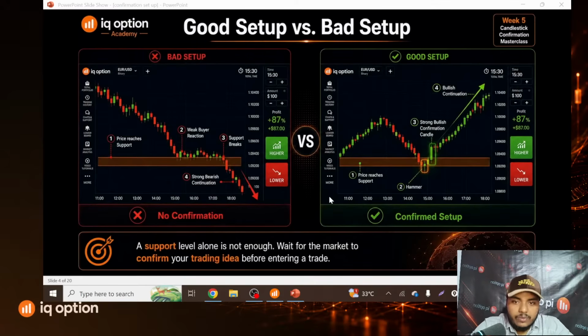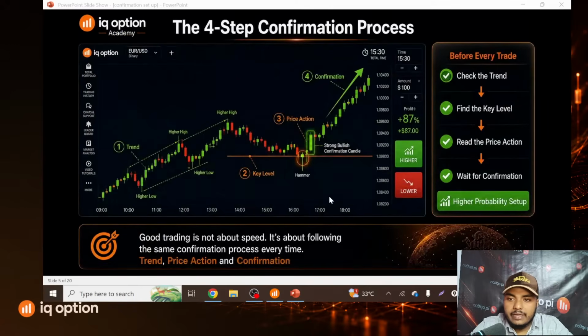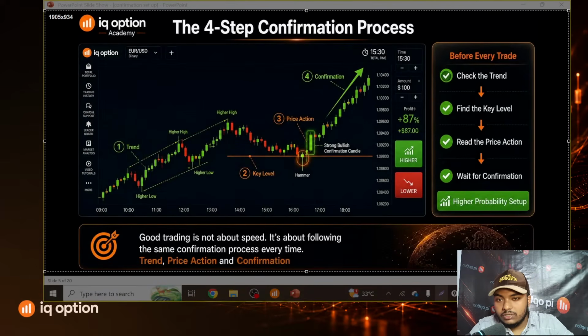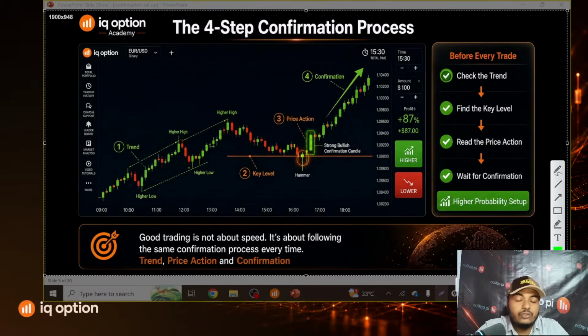Okay, so guys, let's move to the next topic. Our next topic is about the four-step confirmation process. Be very careful on this slide, guys. This thing is everything. Today's webinar is about this one, and in the future this slide is going to work for you forever. Just focus on what I'm going to teach you.